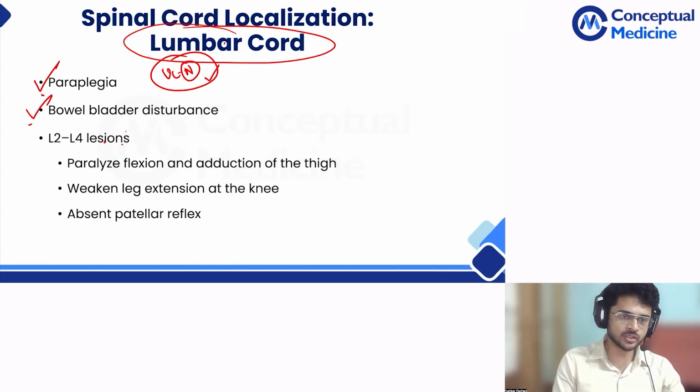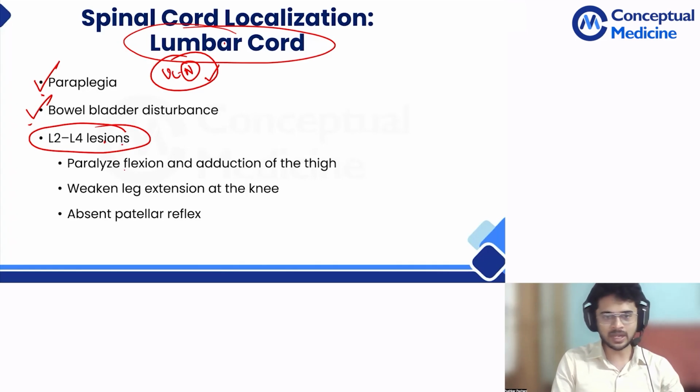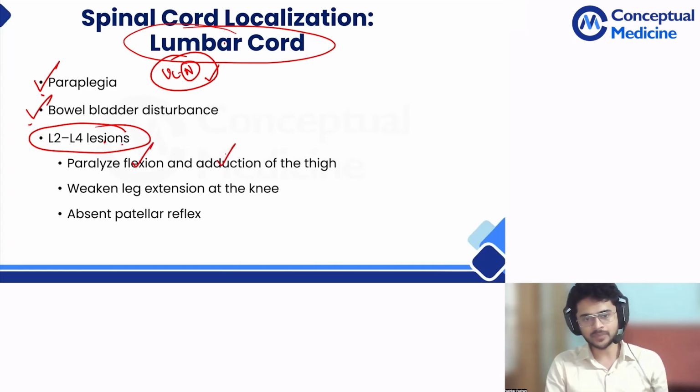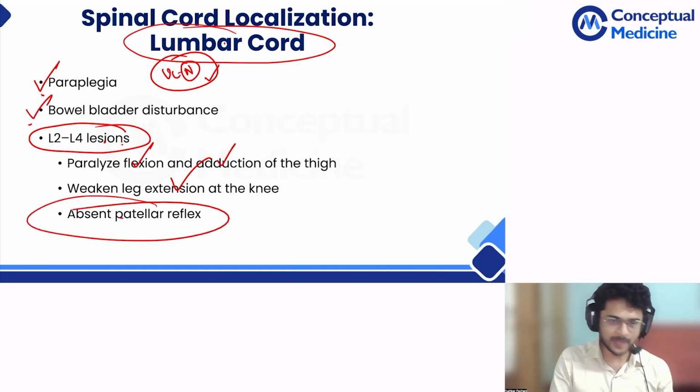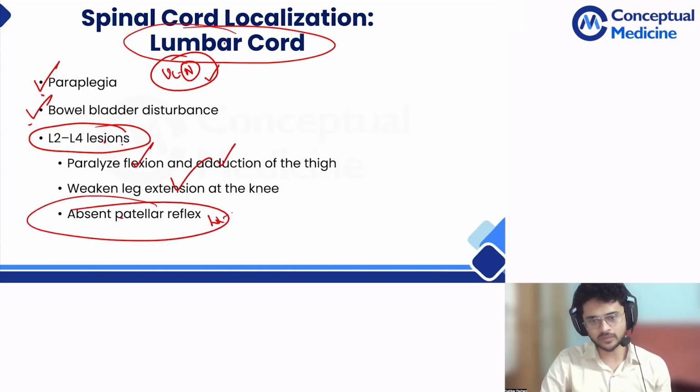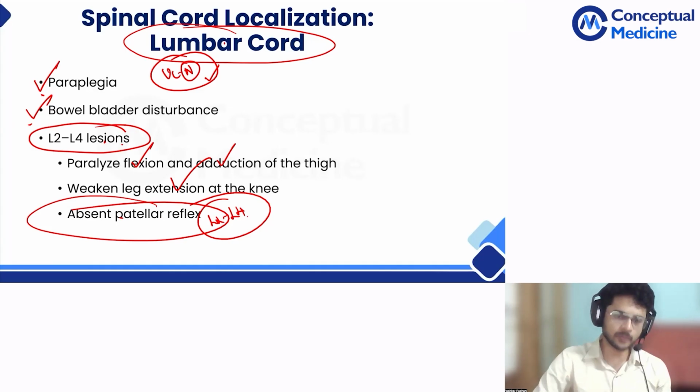So if you have an L2 to L4 lesion, there's going to be paralysis of flexion and adduction of the thigh, and there's going to be weak leg extension at the knee. The patient is going to have an absent patellar reflex because the root value of the patellar reflex is L2 to L4, predominantly L4.